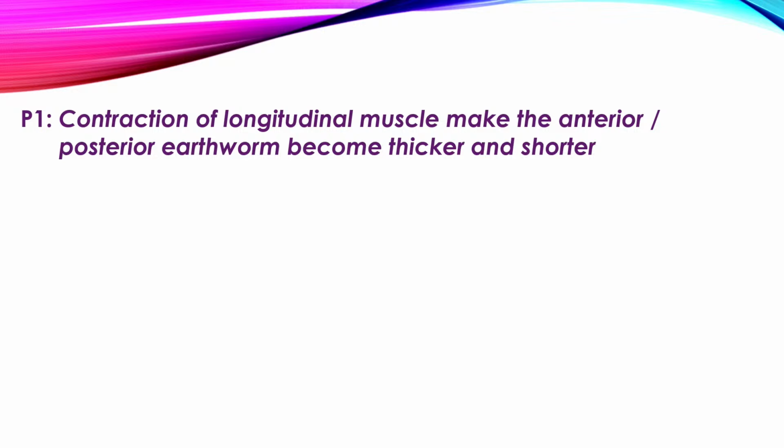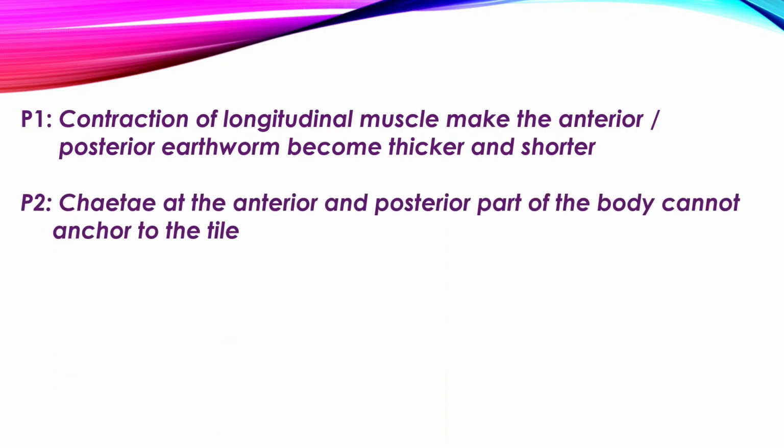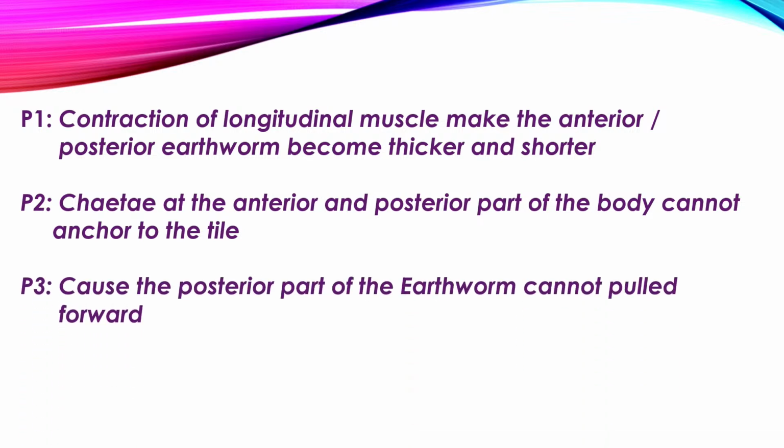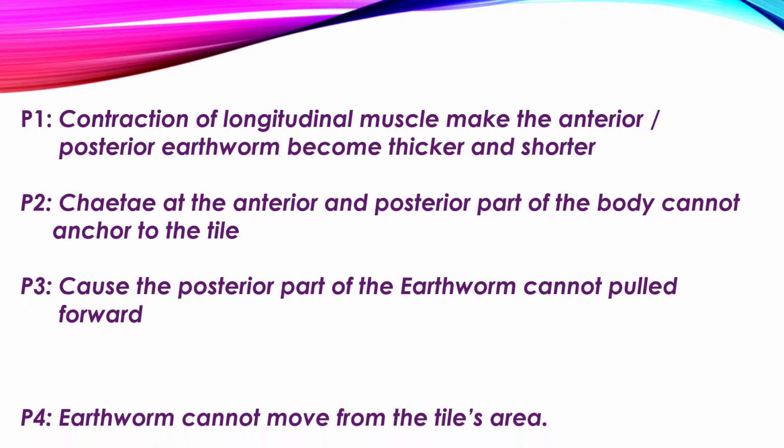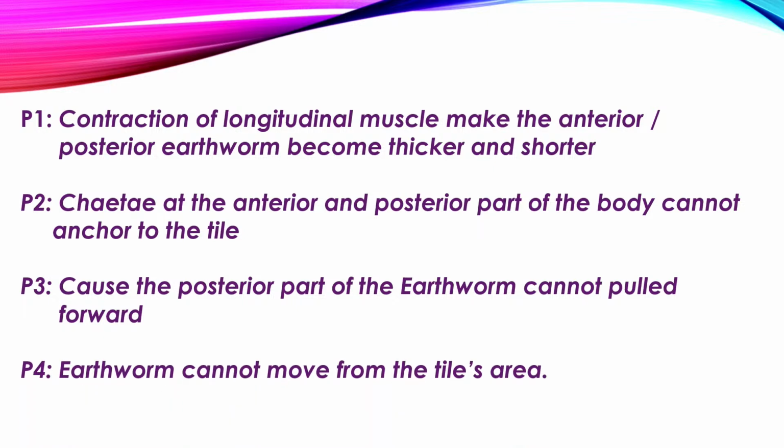Right, point number 2. The keta of the anterior and the posterior part of the body cannot anchor to the tile. And point number 3, causes the posterior part of the earthworm cannot pull forward. And point 4, earthworm cannot move from the tiles area.